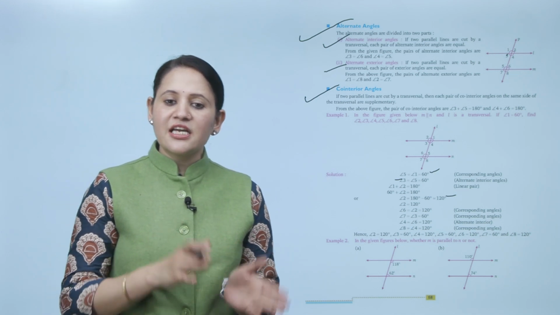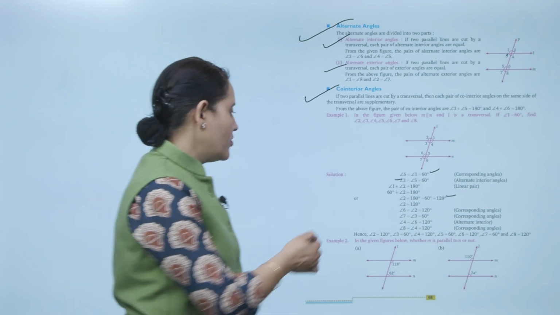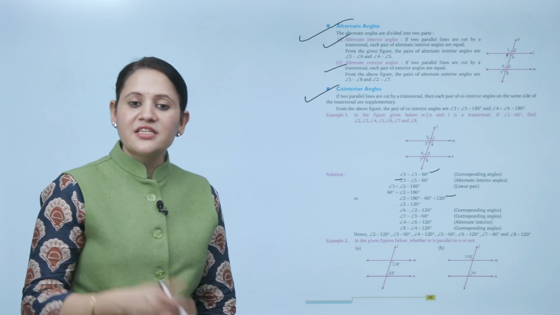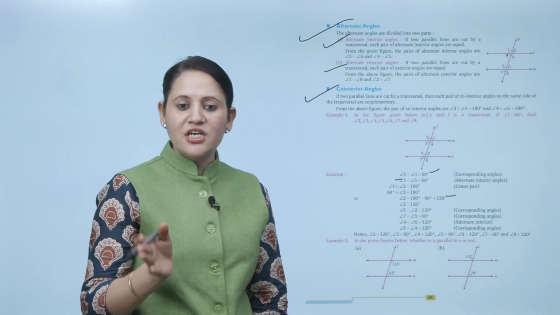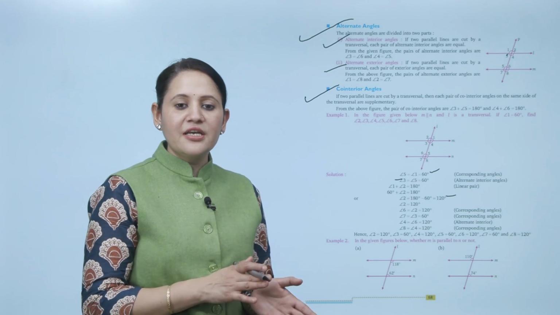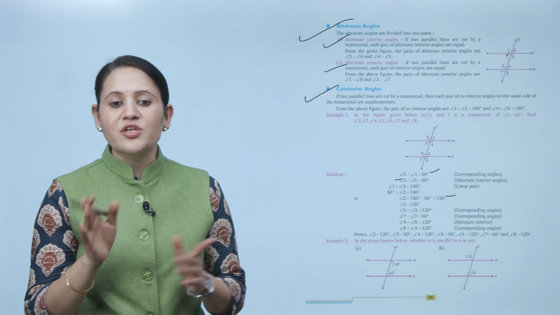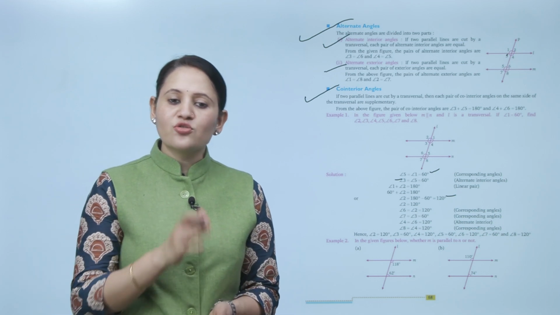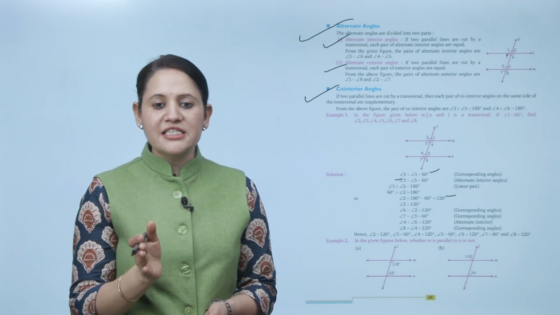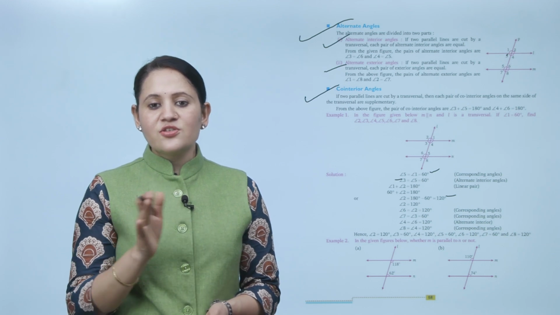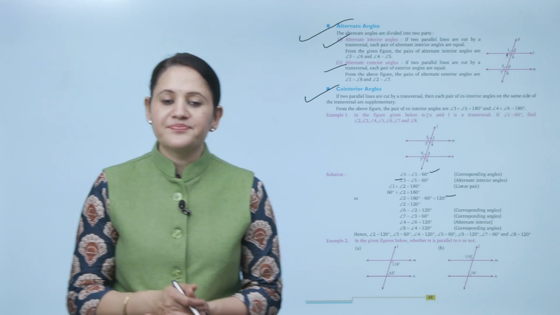Now angle 6 and angle 2, both are 120 degree because they are corresponding angles. 7 and 3 are equal, 60 degree. 4 and 6 are equal, 120 degree. Angle 8 and 4 are equal, 120 degree because they are corresponding angles.